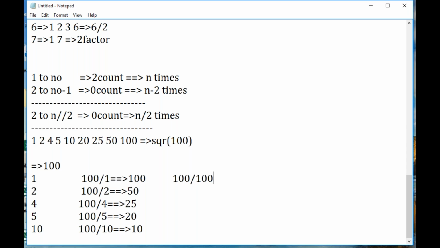100 divided by 100 gives you 1. Just a minute guys, some calculation part I missed. 100 divided by 50 gives you 2 again. 100 divided by 25 gives you 4 again. So if you know one half, the other half can be generated. This is the logic behind prime numbers. Guys, got it, what I'm saying?